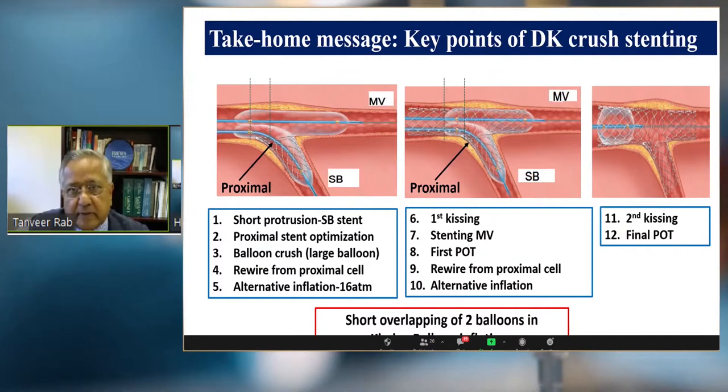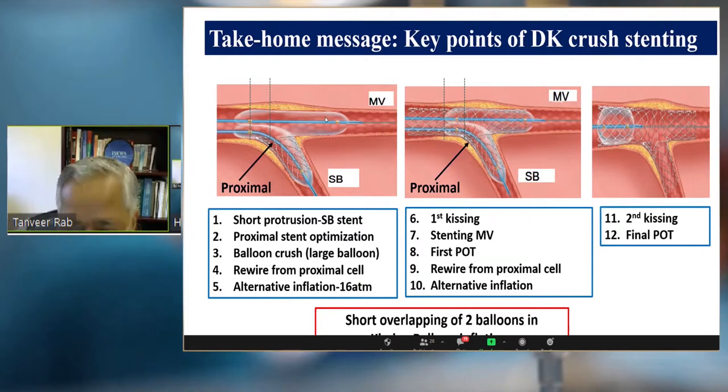Bashir, how much time do you have left now? We are out of time, actually. We are already over time.